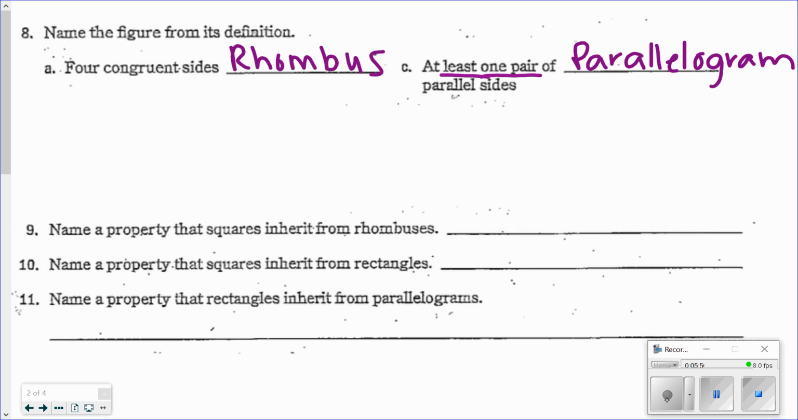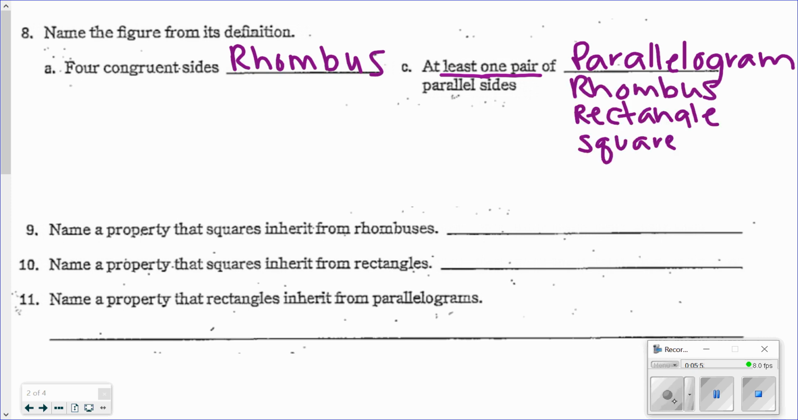Now there are 3 special types of parallelograms. The 3 special types of parallelograms are a rhombus, a rectangle, and a square. Now there is one more quadrilateral that has 1 pair of parallel sides, and that is a trapezoid.